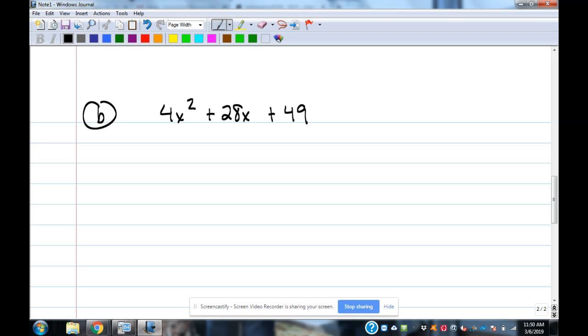4 goes into itself, 4 goes into 28. Does 4 go into 49 evenly? No, almost. If it were 48, then yes, there would be, but it's not. It's 49. So no GCF across the whole problem.